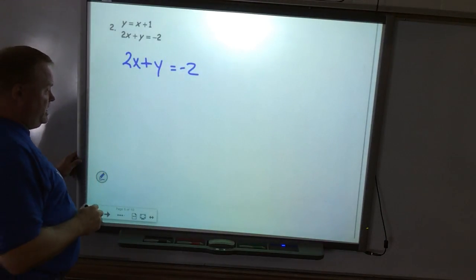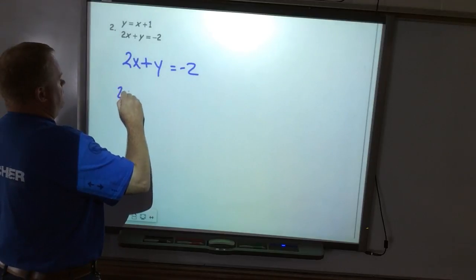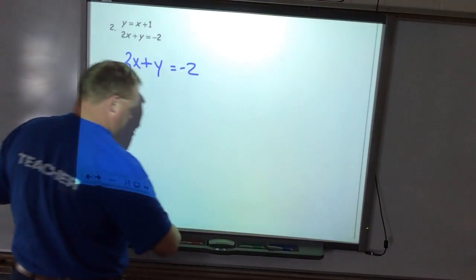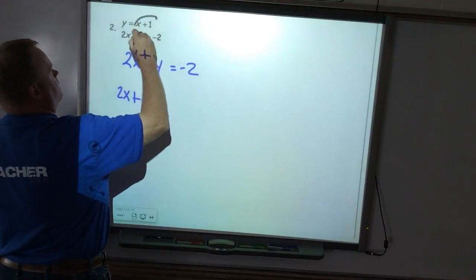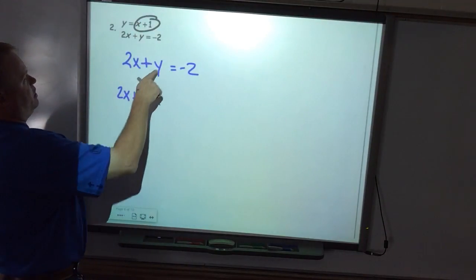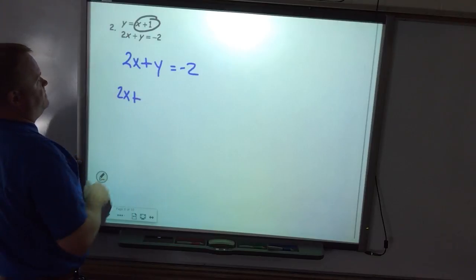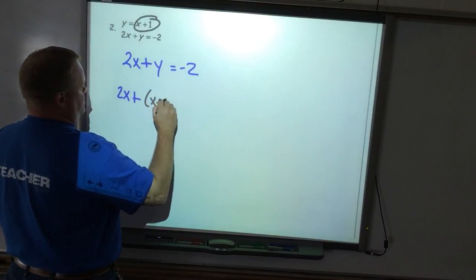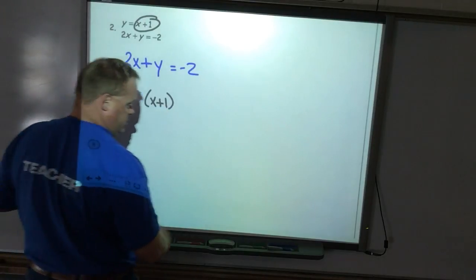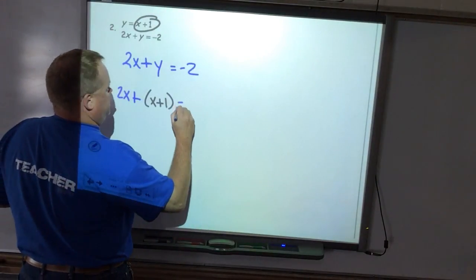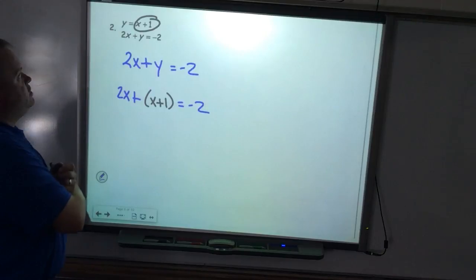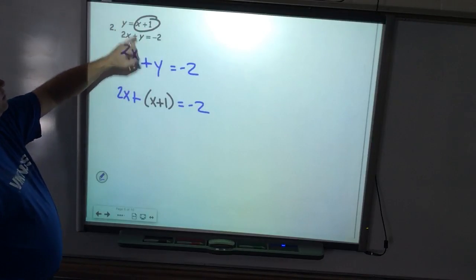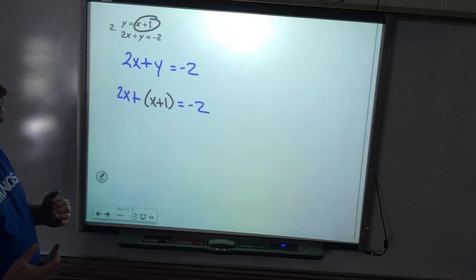And I can plug in this x plus 1, and I can plug it in for this y of this equation, which means I'm going to put x plus 1 right into the equation, and it's going to be equal to negative 2. So all I've done is substituted in this x plus 1, which was equal to y, in for y.